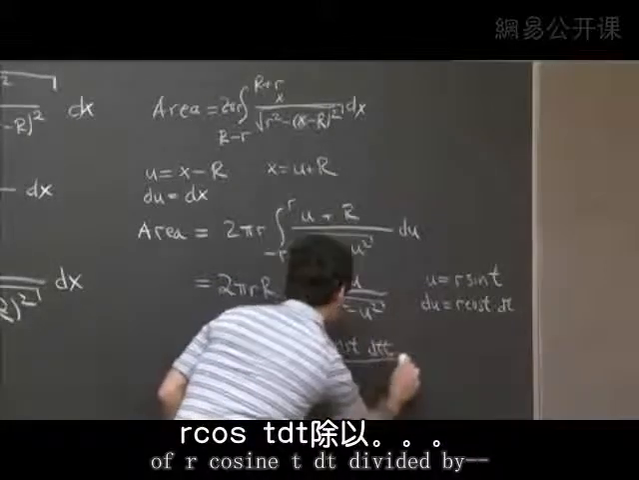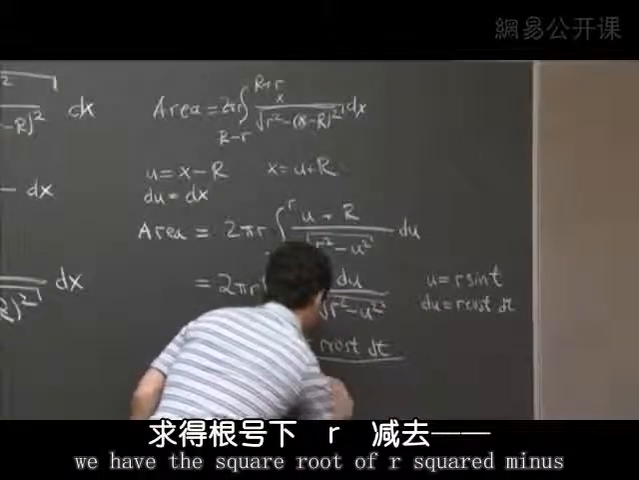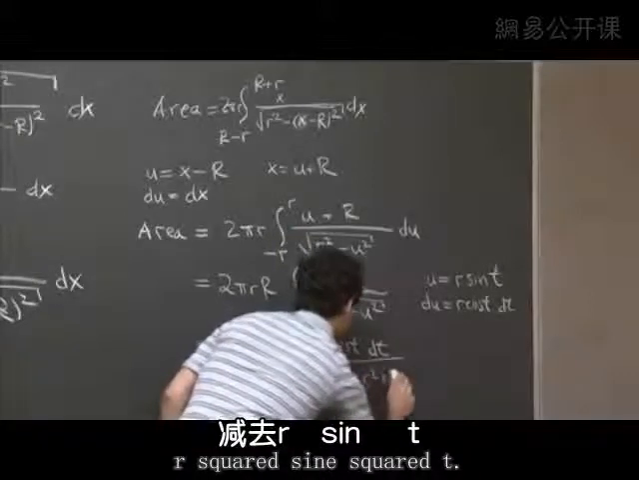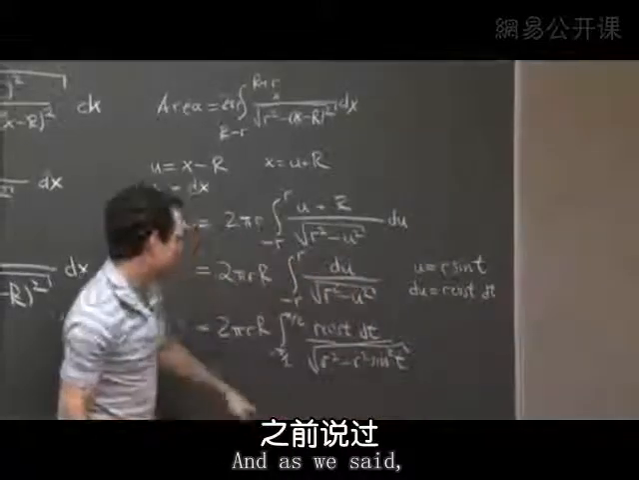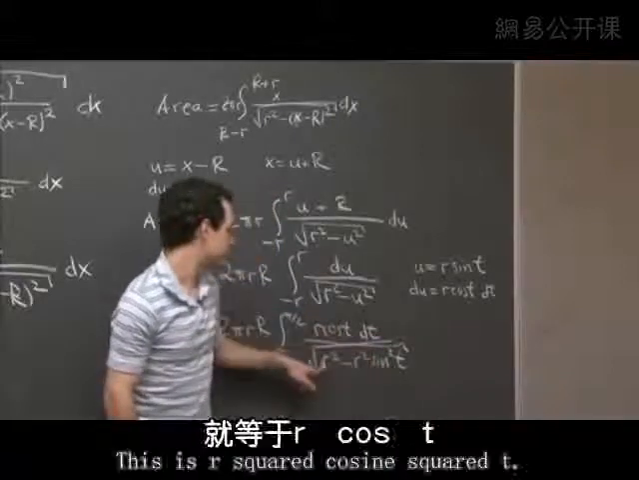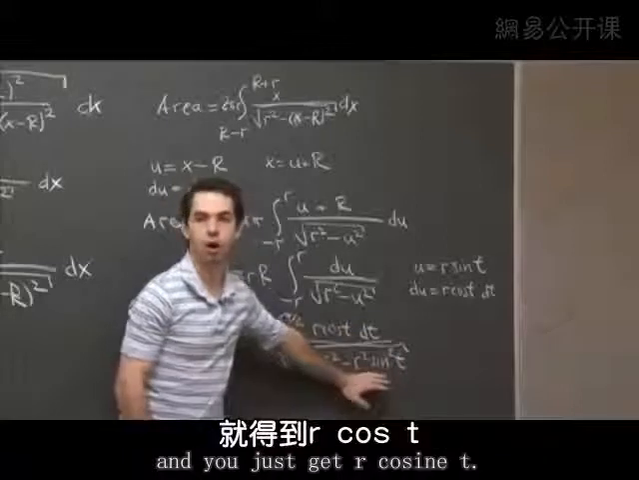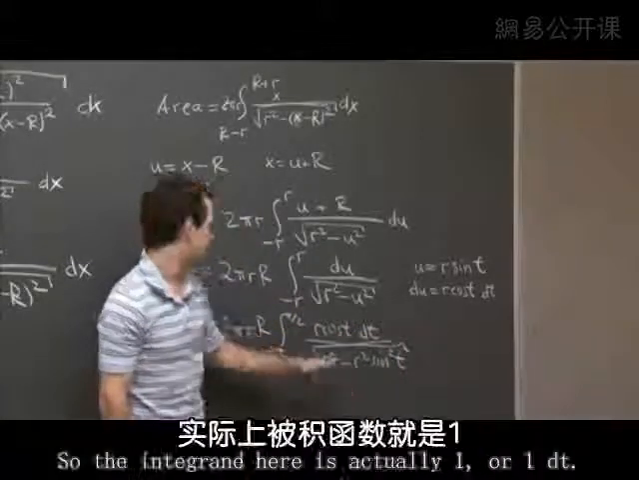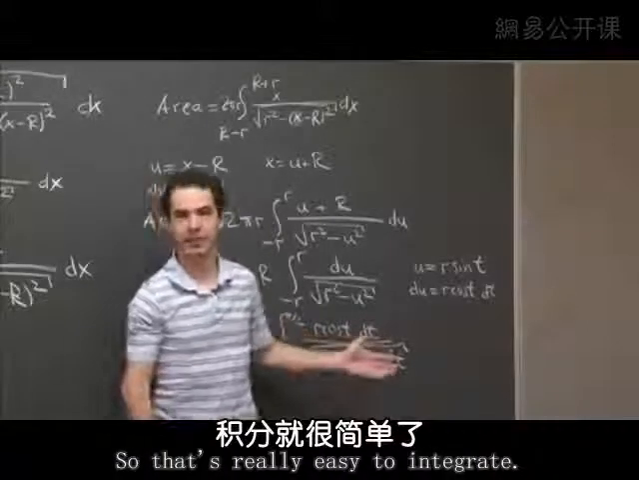dt divided by, okay, so then down here we have the square root of r squared minus r squared sine squared t. And as we said, r squared minus r squared sine squared t is r squared cosine squared t. And then you take a square root and you just get r cosine t. And so r cosine t cancels r cosine t. So the integrand here is actually 1, or 1 dt.